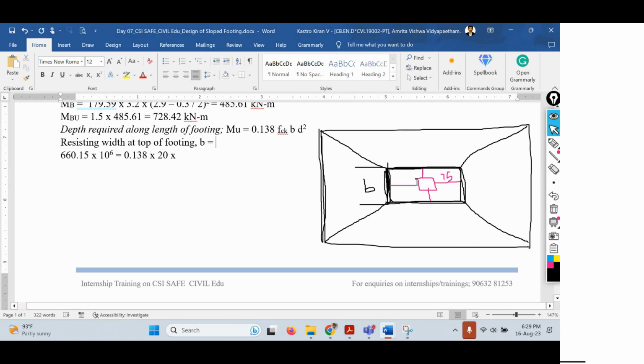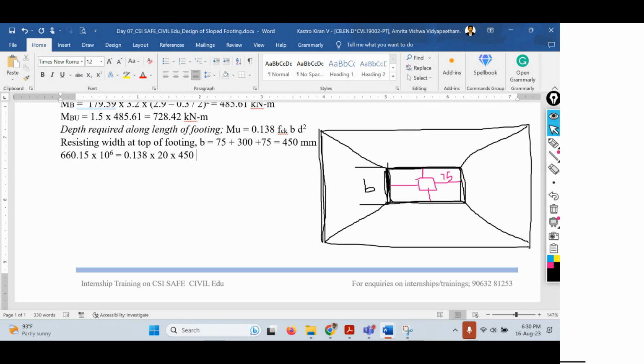What is the size of the column, or b value of the column, small b? 0.3, that is 300 mm. That's the size of the column along the width, plus on top it is 75 mm and at the bottom also 75 mm. So 75 plus width of the column plus 75 at the bottom, 150 in total, that equals 450 mm. So 450 mm is the resisting width at top of footing. So here the value of B will become 450. That's how the value of B gets changed. That's the difference between a typical rectangular footing and a rectangular sloped footing.